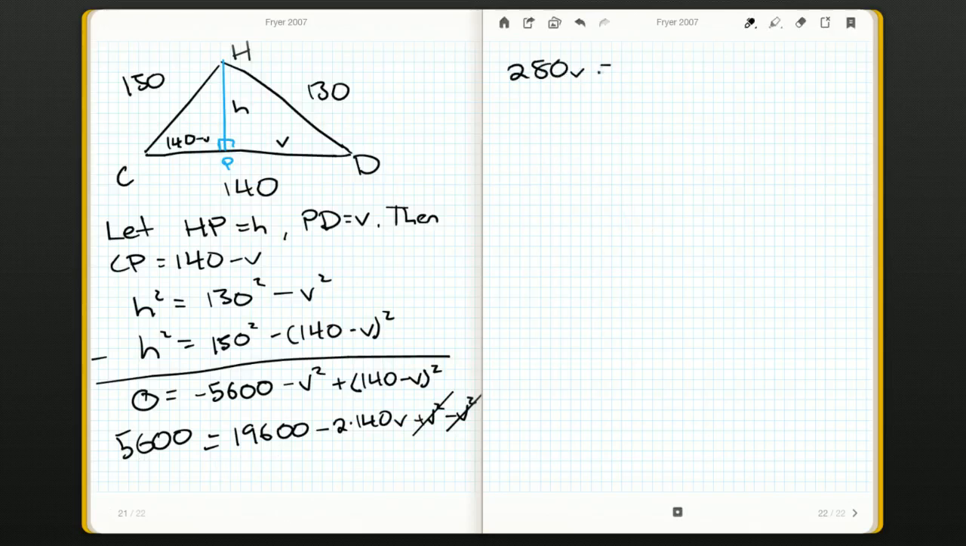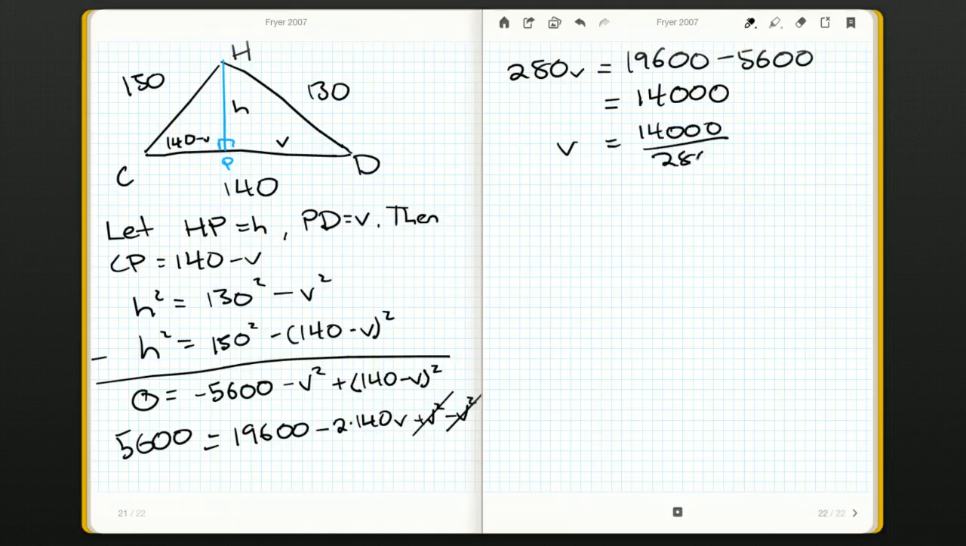So 280V equals 19600 minus 5600. That's going to be 14,000. 280V, so V is going to be equal to 14,000 over 280. I'm guessing it's going to be something like 50, because we got the 14 and the 28 there. And what do you know, it is 50.